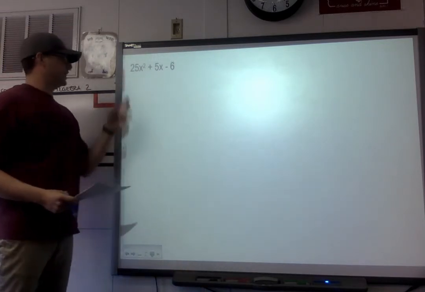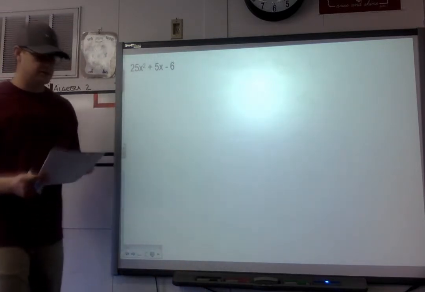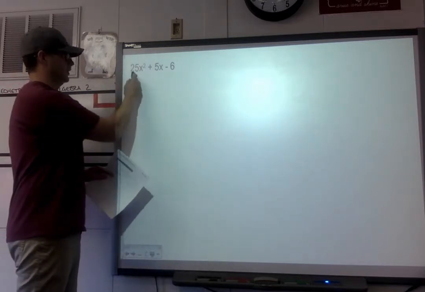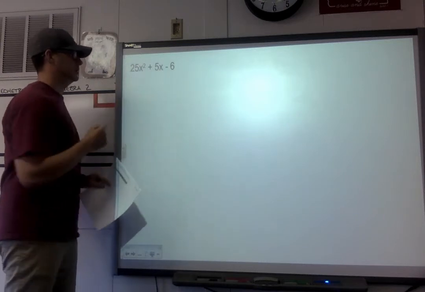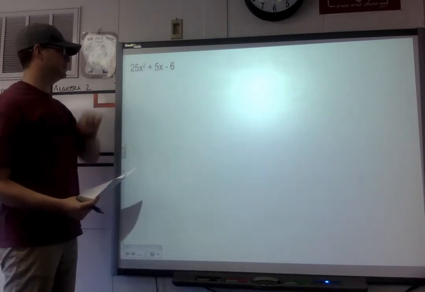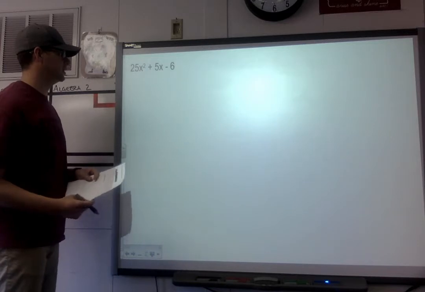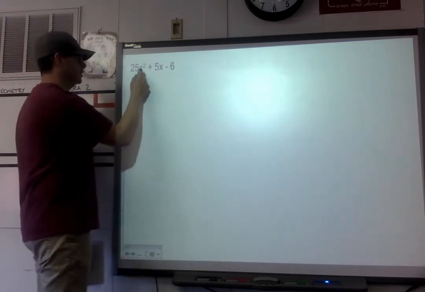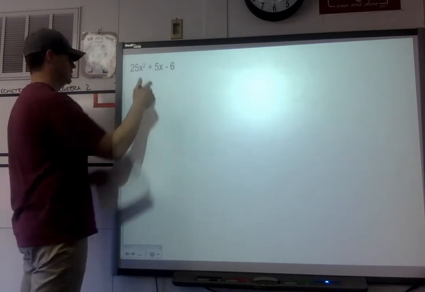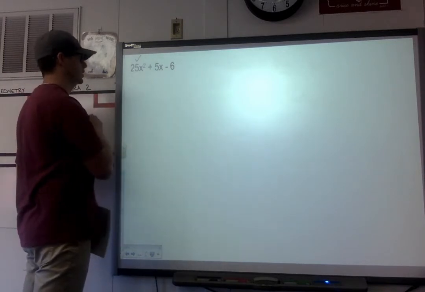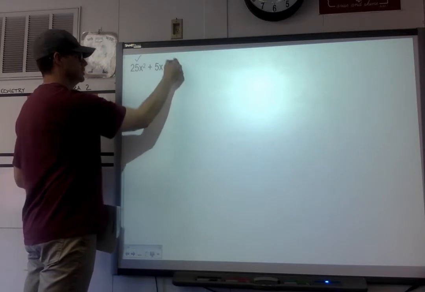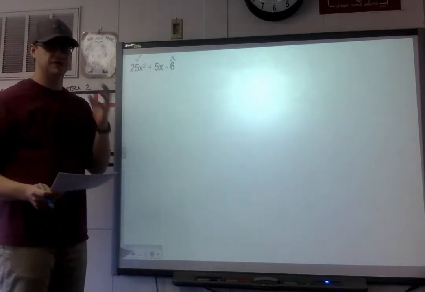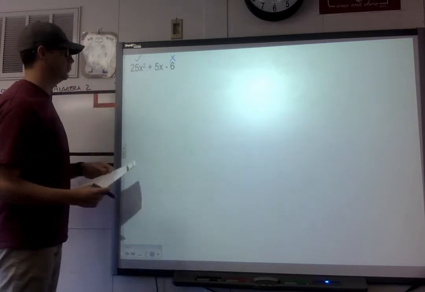Now here, 25x squared plus 5x minus 6. First thing, always look for a common factor. There's no variable or number that we can take out of all three of these terms, so we can't do a greatest common factor. Next, let's see if it's a perfect square trinomial. 25x squared is a perfect square, so we're good there.